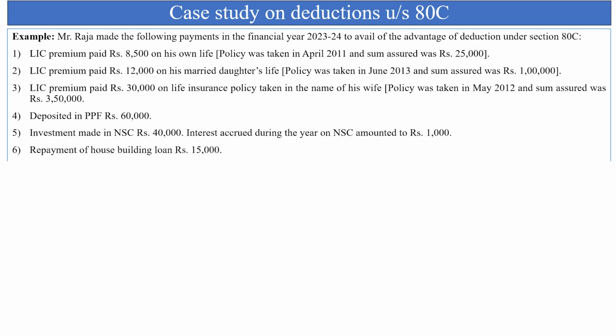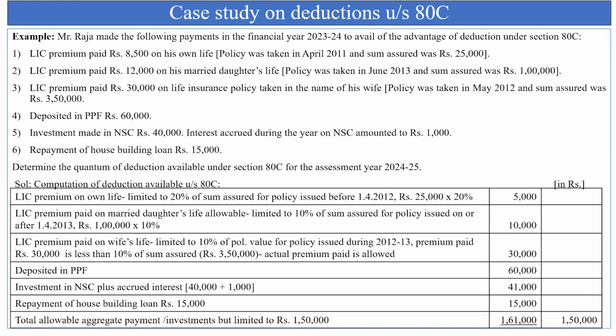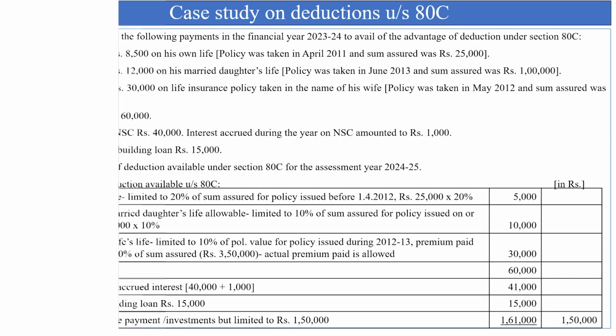But under section 80C, the available deduction may be more, but the amount available for aggregate deduction is limited to rupees 1,50,000. So here it is seen that Mr. Raja has an allowable amount of aggregate payment or deduction of 1,61,000, but it is limited under section 80C to 1,50,000. So deduction is allowed up to 1,50,000.